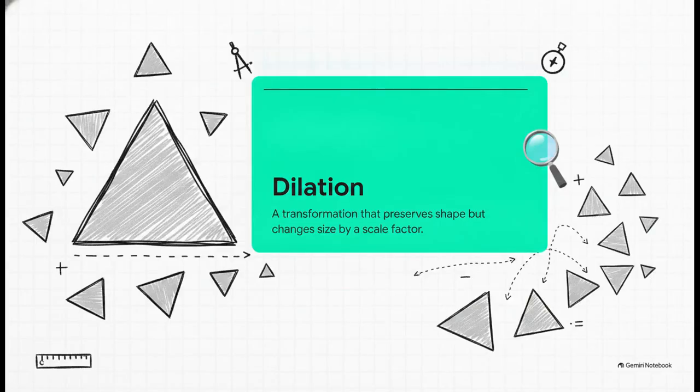But to really grasp similarity, we first have to understand how we create similar shapes in the first place. This happens through a similarity transformation, primarily something called a dilation. A dilation is a transformation that changes the size of a figure, but, and this is key, it perfectly preserves its exact shape. Think about zooming in or out on a photo on your phone. The image doesn't get warped or distorted, right? It just scales. And what dictates that change? It's the scale factor. If your scale factor is greater than 1, you've got an enlargement. If it's between 0 and 1, it's a reduction. But the fundamental shape itself is completely untouched.